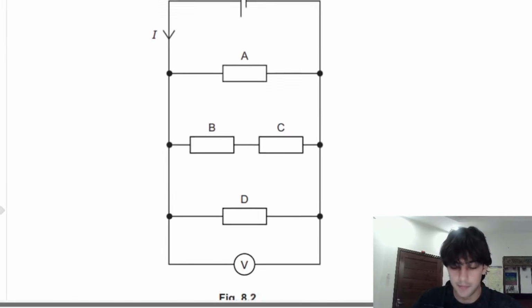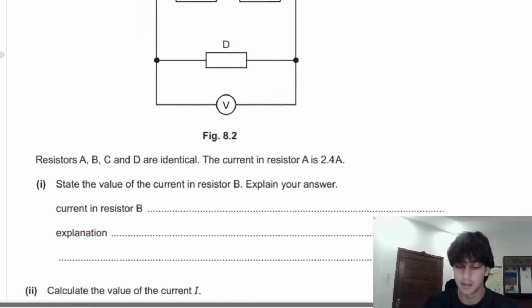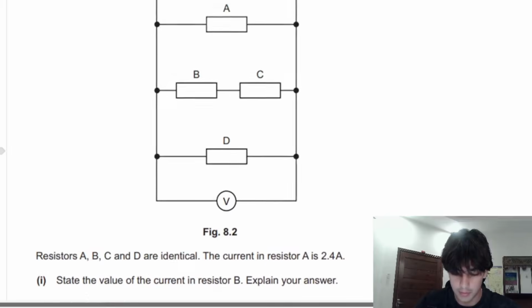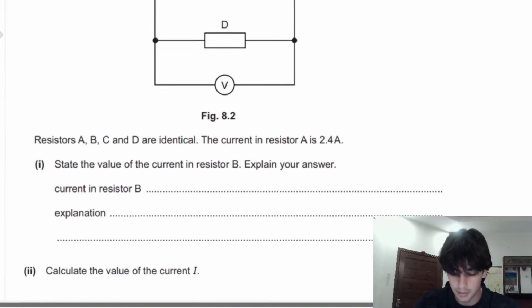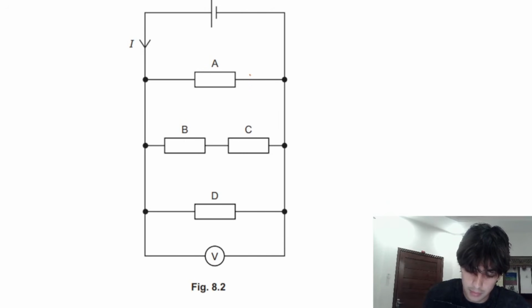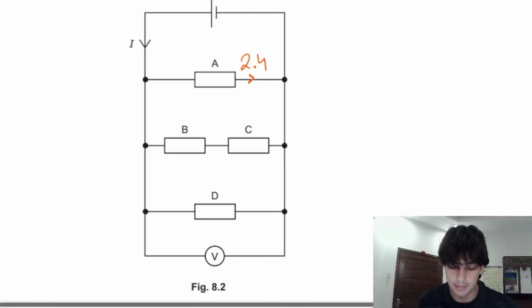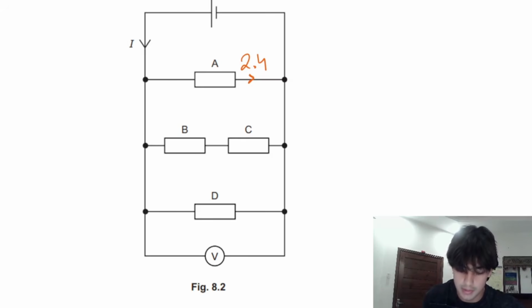Okay, moving on, now we have this circuit over here with a bunch of resistors and a voltmeter. So ABCD are identical. The current in resistor A is 2.4 amps. State the value of the current in resistor B, explain your answer. So we know that the value of current passing through A is 2.4. And we know that these are all identical. So since A and D are identical, we can just say that the current over here is also 2.4.